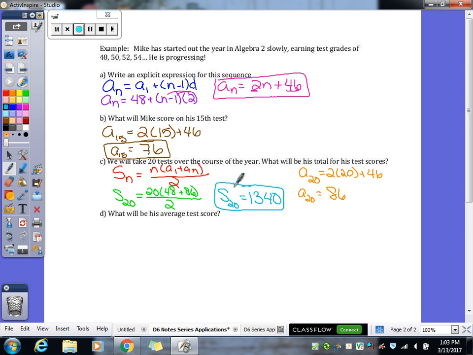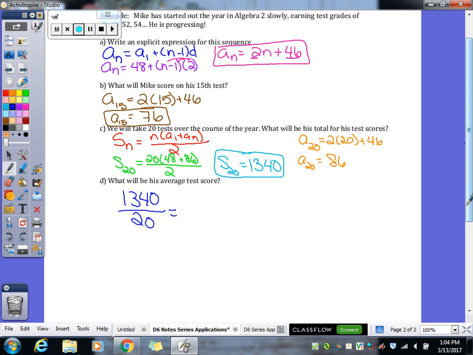What will be his average test score? How do you find the average of anything? Add them up and divide by the amount. We already added them up. It was 1340. So divide by 20. What was his average? 67.